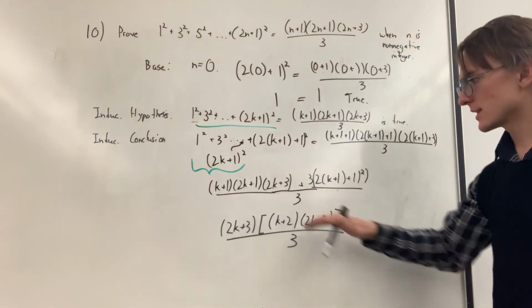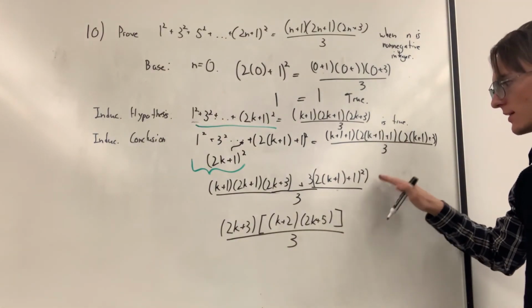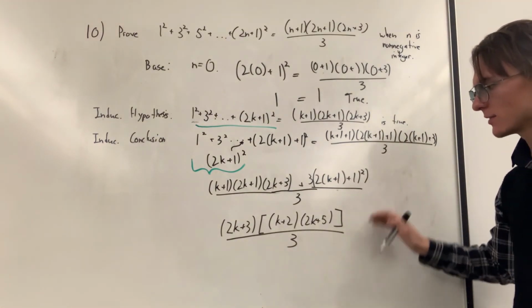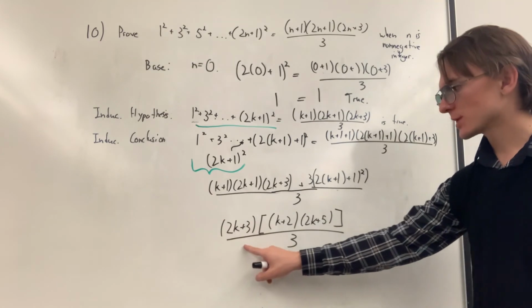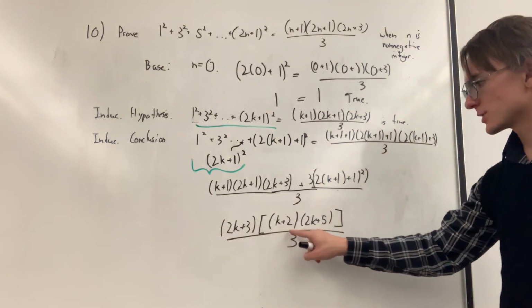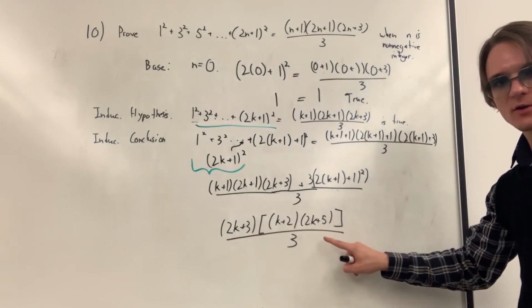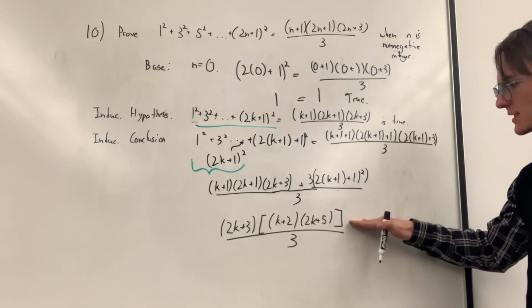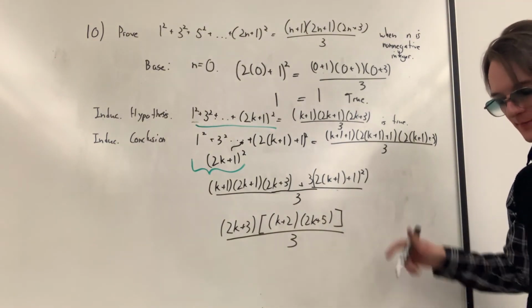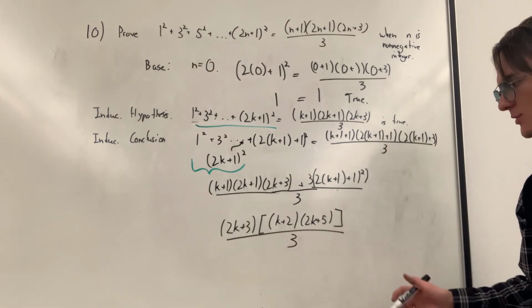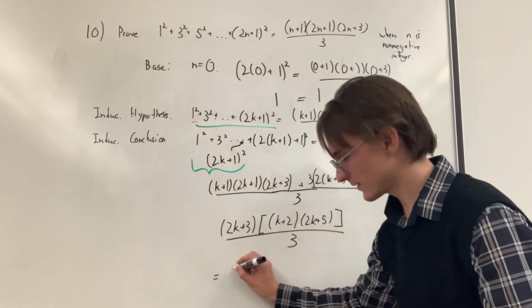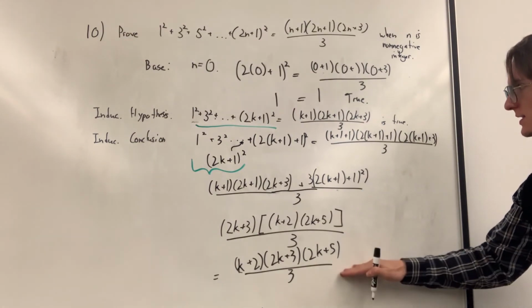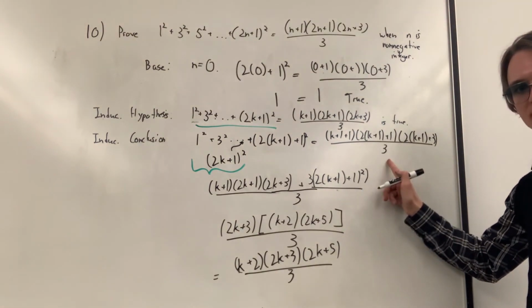We multiply all these together. We add it to simplification of this form as well. We will get 2k plus 3 times k plus 2 times 2k plus 5 all over 3. You can do it yourself, but just trust me that this expression is equal to this up here. From there, let's rewrite it one more time. We see that this is equal to what we have up here, right?